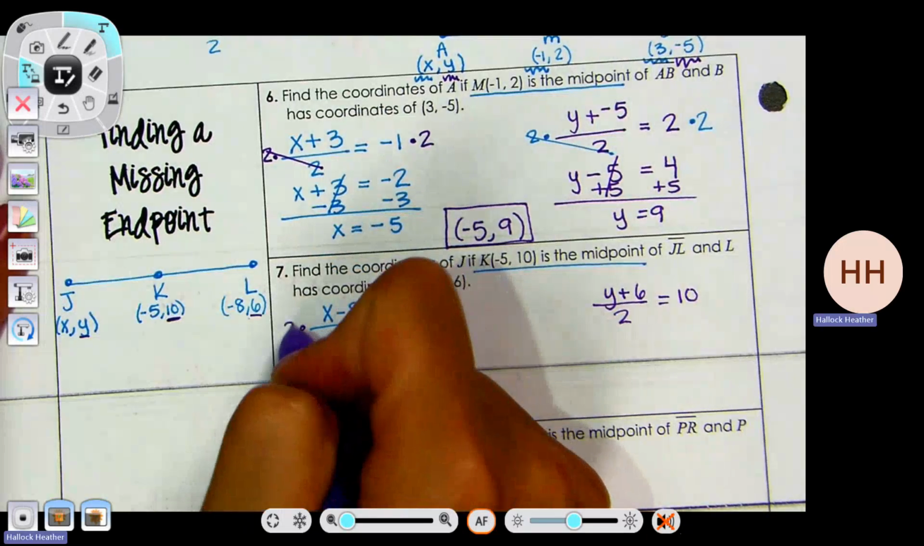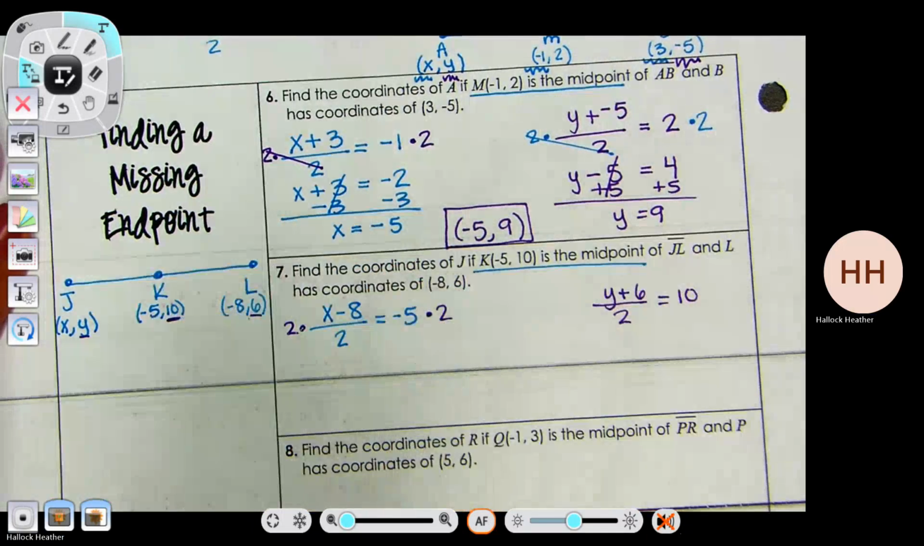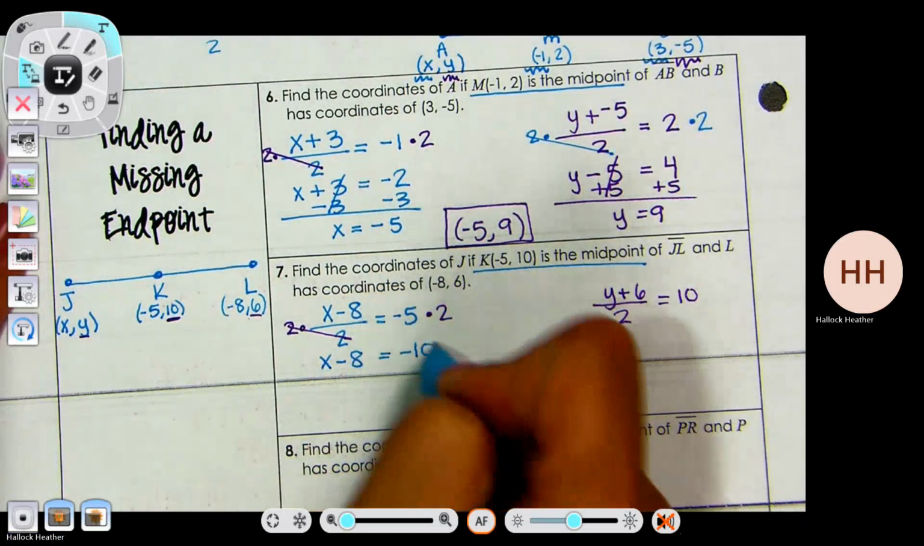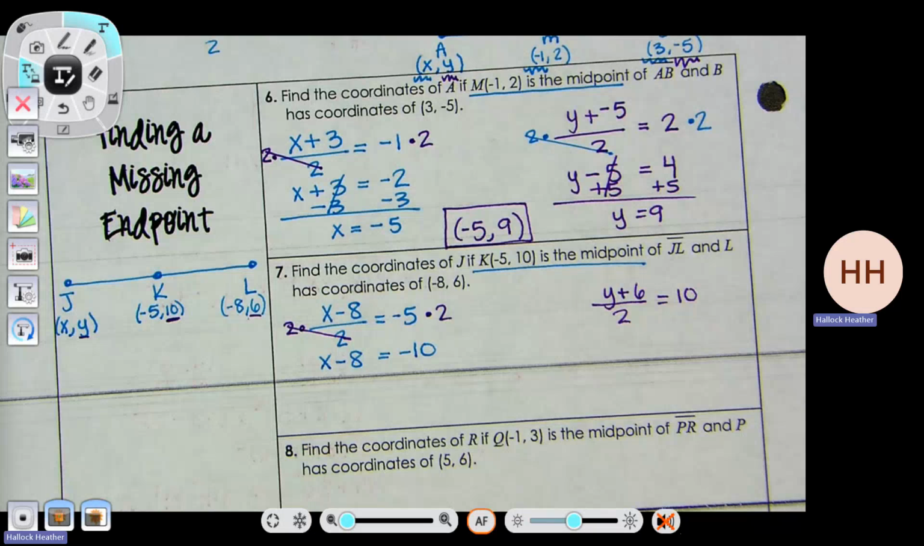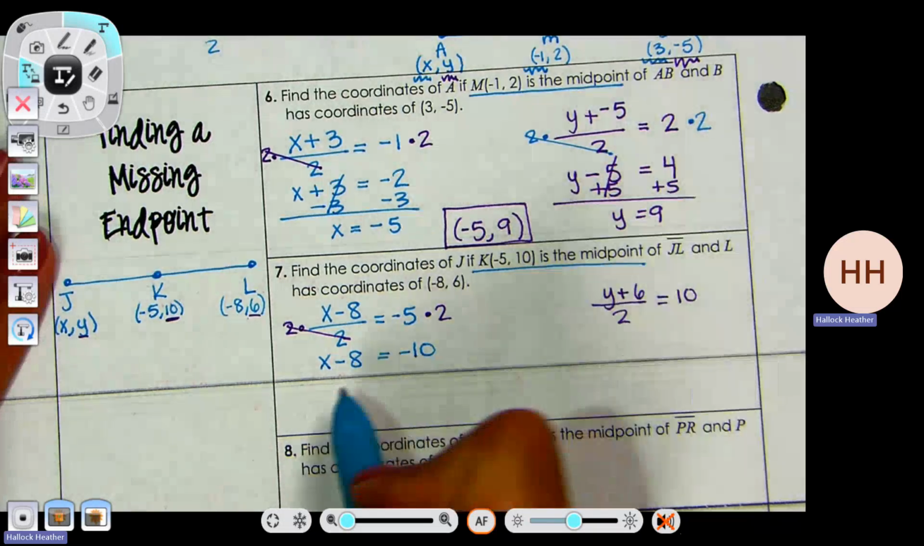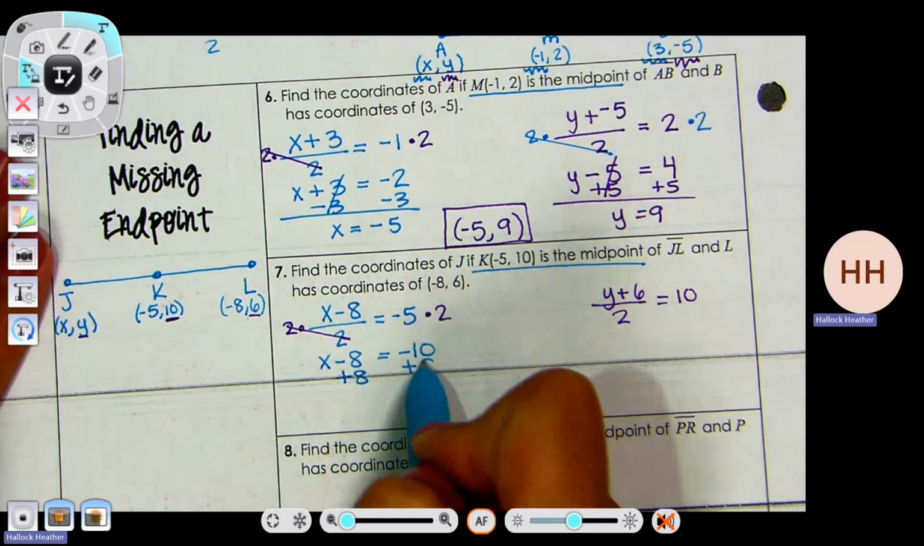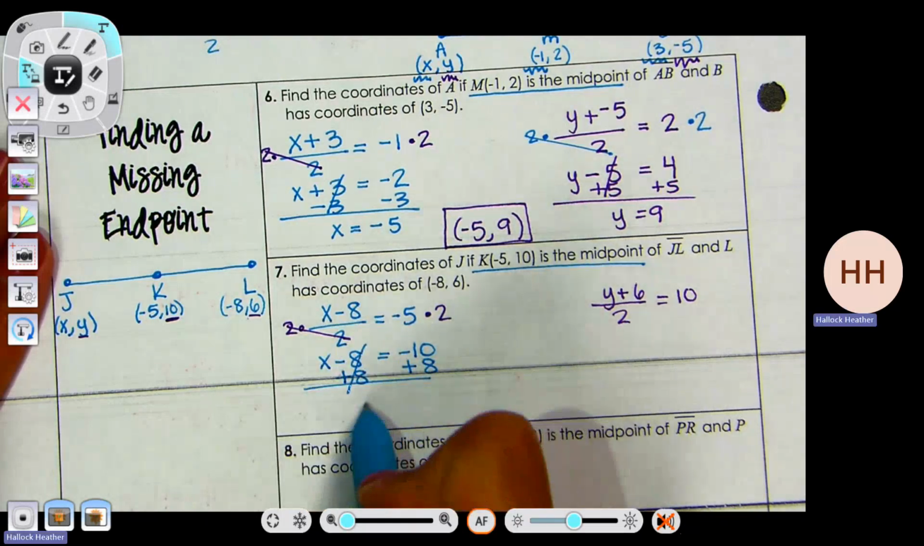So you should try to multiply by 2. You're going to bring down the numerator. And then it's like a one-step equation, so you're either adding or subtracting to both sides. What'd you get? Good. Try number 8.